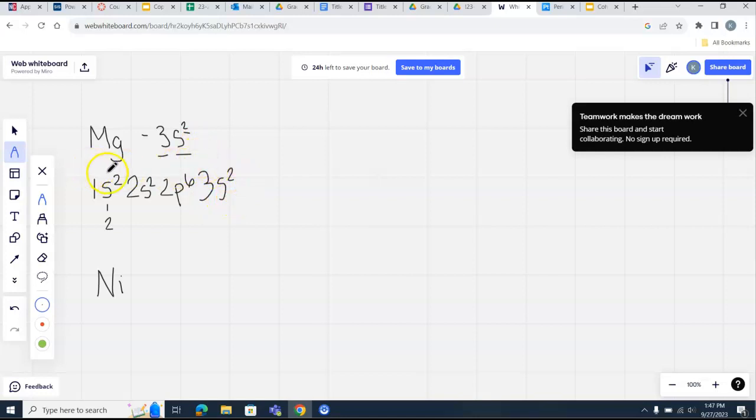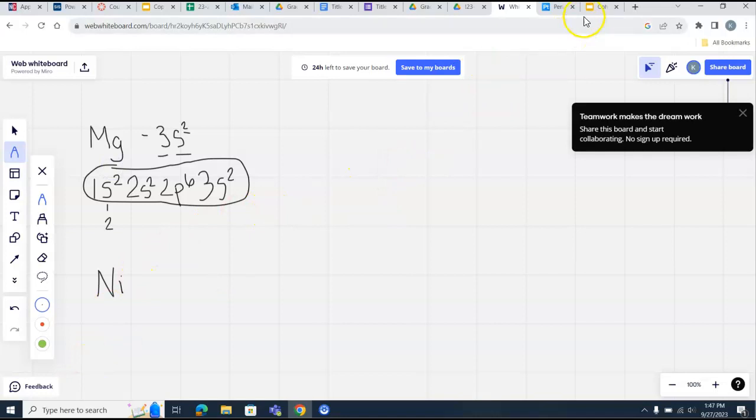And then we can double check ourselves. So 2 plus 2 is 4, plus 6 is 10, plus 2 is 12. If you add up the superscripts, it will give you the atomic number, okay? So all those added together give us 12, and that is the atomic number of magnesium, so we know that this is correct. Okay, so that's the full electron configuration of magnesium.